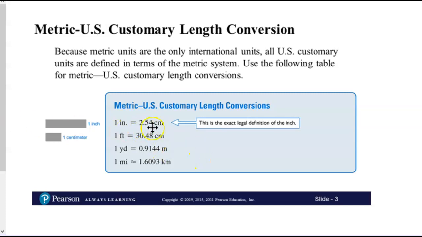Here's a table where you can see the exact legal definition for an inch. One inch is actually defined by centimeters. It's 2.54 centimeters, and so on.